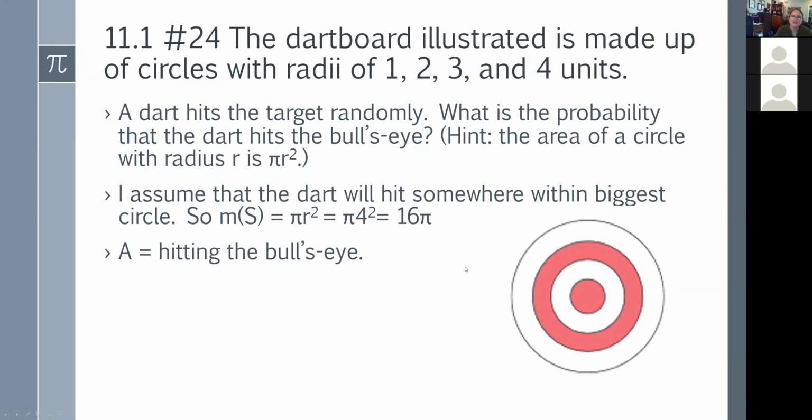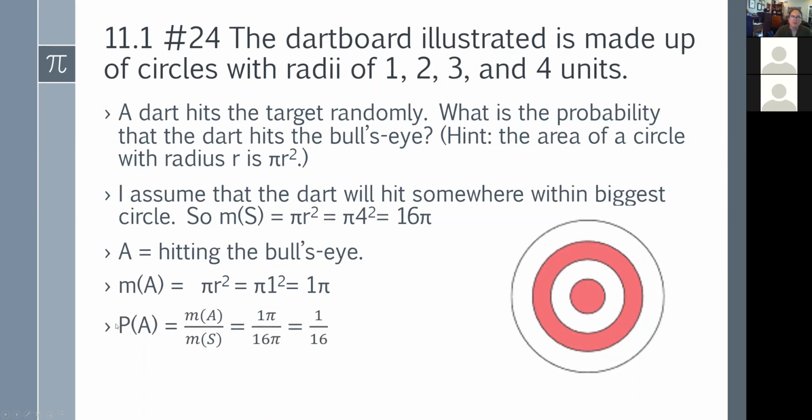A is the event of hitting the bullseye. M of A is just the area of the smallest circle, which would be 1 pi. And then the probability of event A is M of A divided by M of S, and that's 1 pi out of 16 pi. And that reduces down to 1/16.